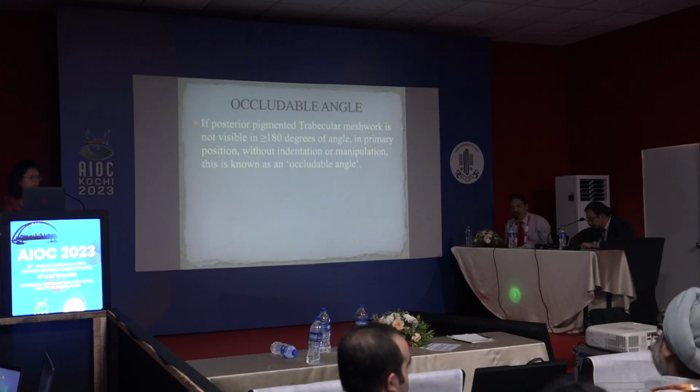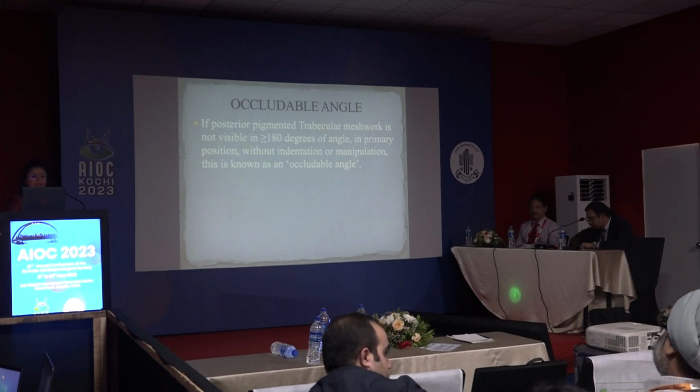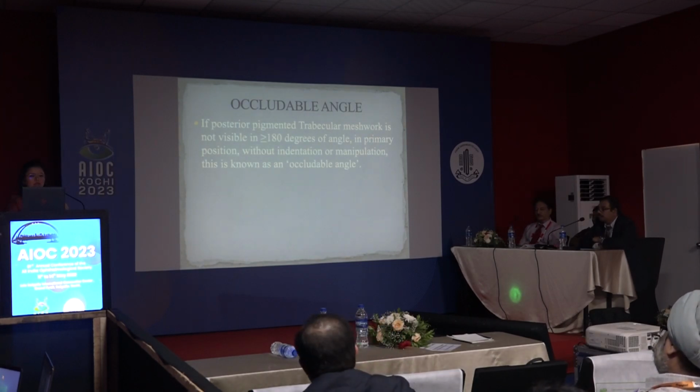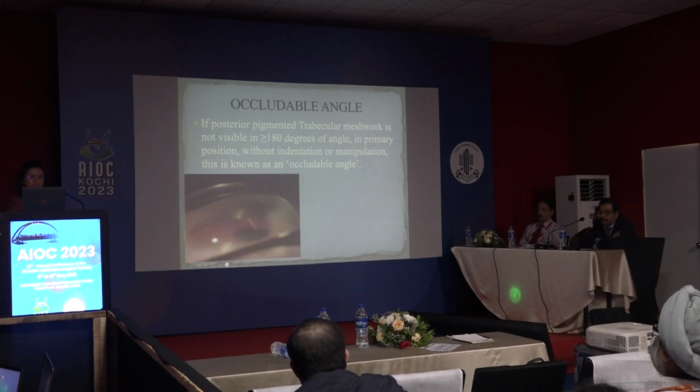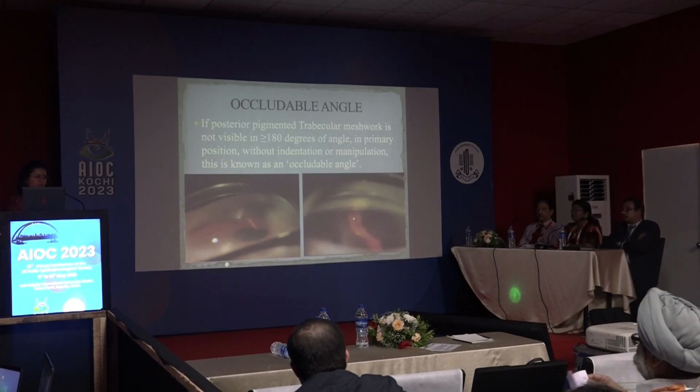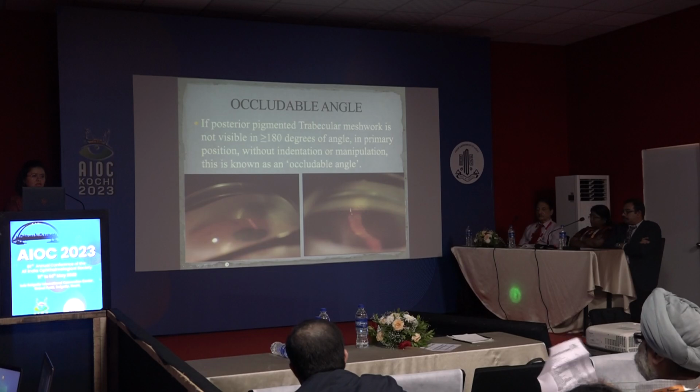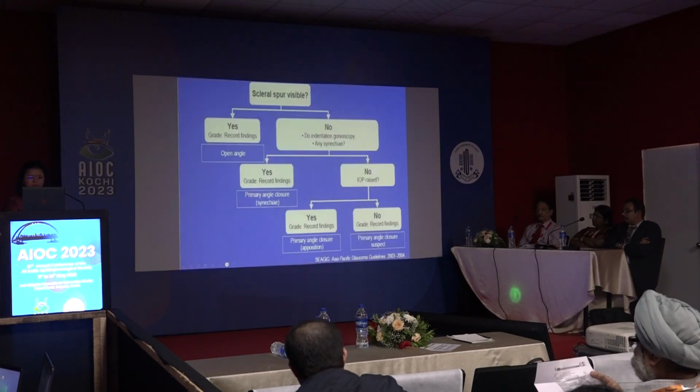One should know about occludable angles. An occludable angle is defined as one in which the posterior pigmented trabecular meshwork is not visible in more than 180 degrees of angle in primary position without any indentation or manipulation. So this is how it is. This is more likely to be an occludable angle versus this angle, which is totally open. You can see all the structures of the angle here.